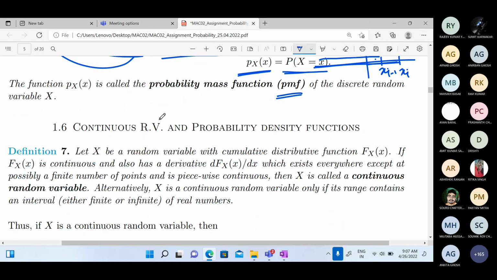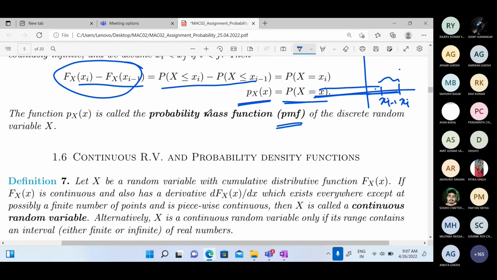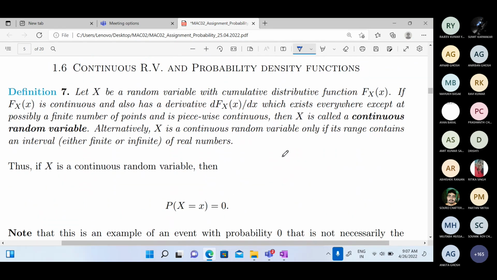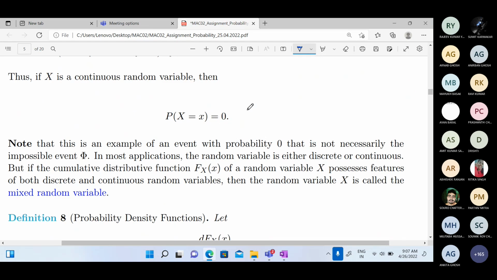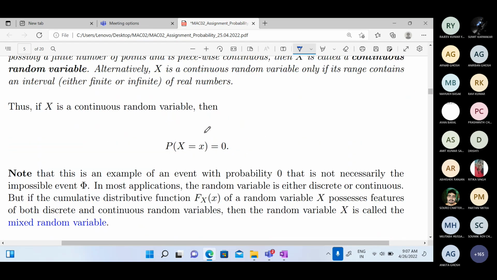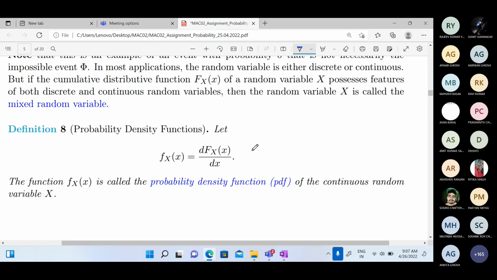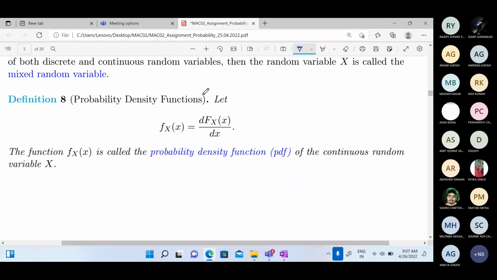Similarly, we have defined the continuous random variable and the probability density function. When it is continuous, we generally say density, and when it is discrete, we call it mass. In the continuous case, we have shown that for a particular point, the random variable may not be 0, but the probability may be 0. The density function is only the derivative of this function, that means the derivative of F of x, and it is denoted by small fx.